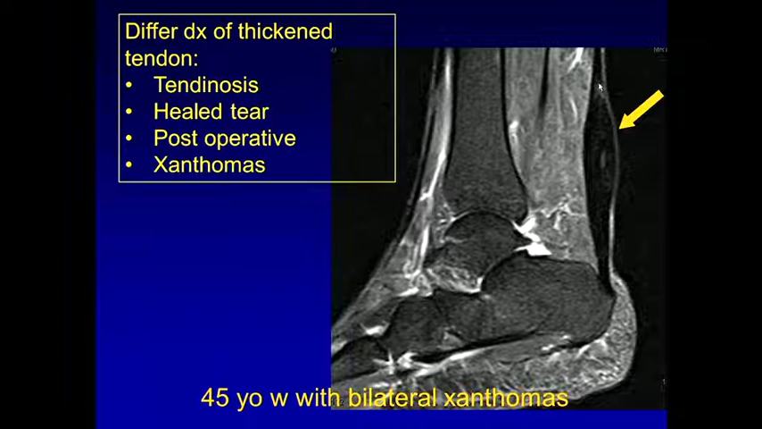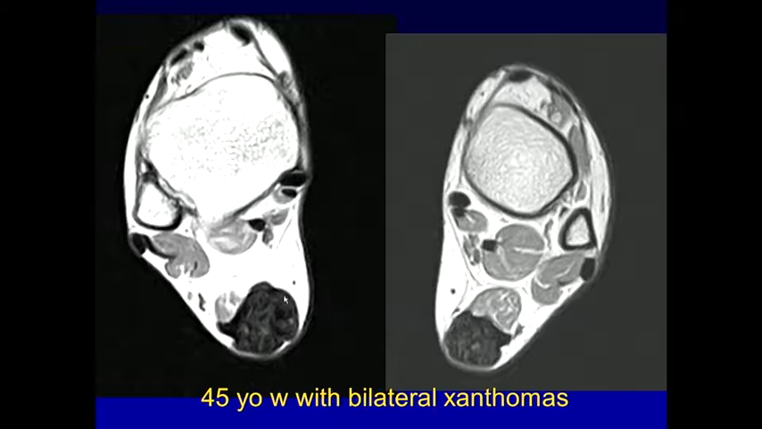And this patient actually had xanthomas, bilateral xanthomas, as we can see them here. This is a markedly thickened tendon, bilateral. You can kind of see the xanthomas. That's how you distinguish this from tendinosis, chicken wire type of appearance of the low signal.